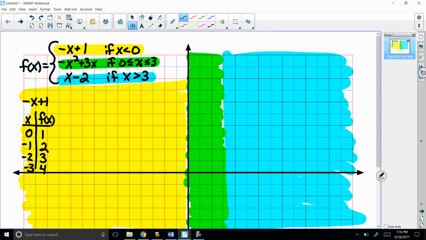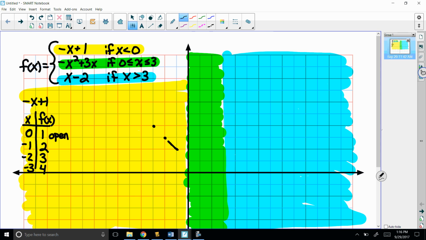So you have to go back up to your domain and you say, does it include that? No, it doesn't say equal. If it does not say equal, then that means that this value is going to be an open circle. Now you have to have that as an open circle, and you just don't start picking your points at -1. Because if you just started your points at -1, at -1 I get 2, at -2 I get 3, and at -3 I get 4.